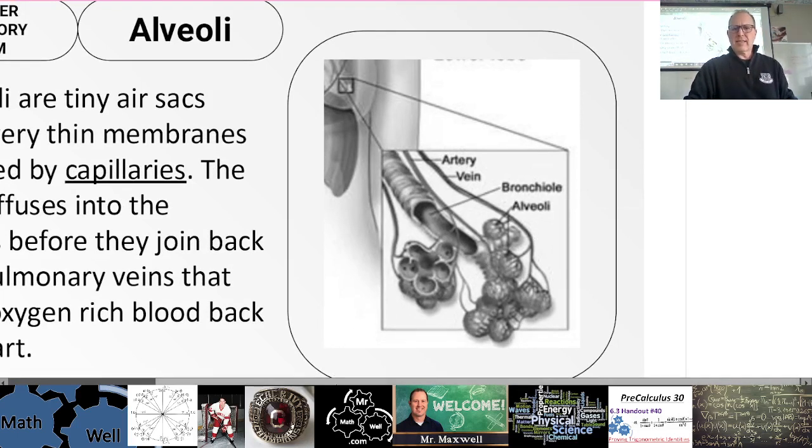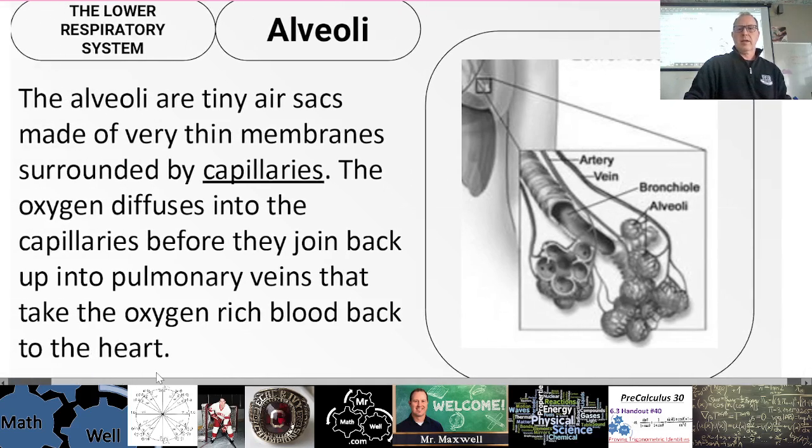What did I say? Didn't I say that? You said the other way around. Arteries have the oxygen-rich blood. No. Arteries take the blood away from the heart. Okay, so the pulmonary artery goes into the lungs, and the gas exchange happens. Then the oxygen-rich blood goes into the veins, and the pulmonary veins take it back to the heart. Pulmonary. Okay. All right.